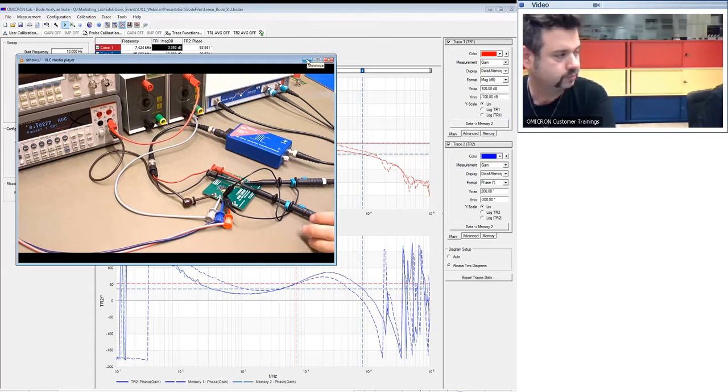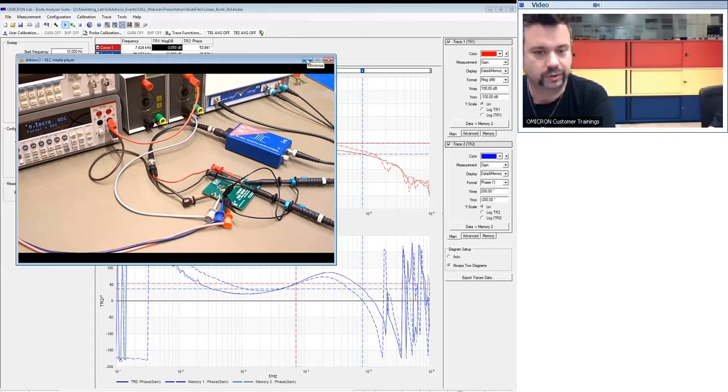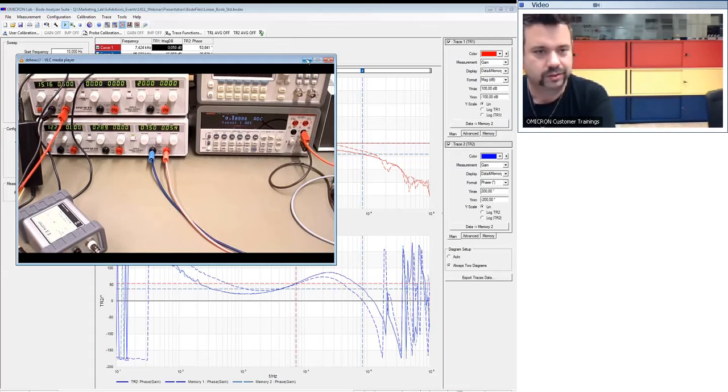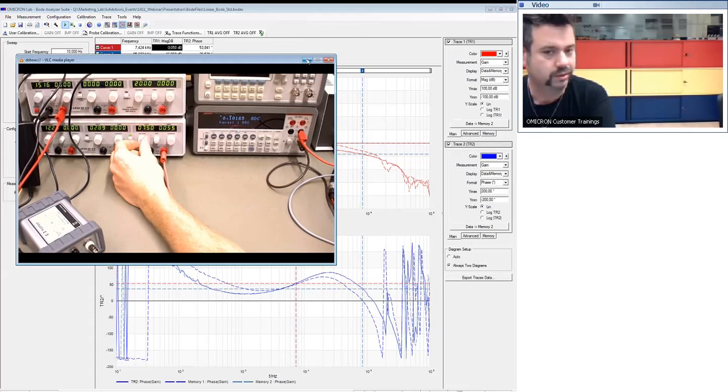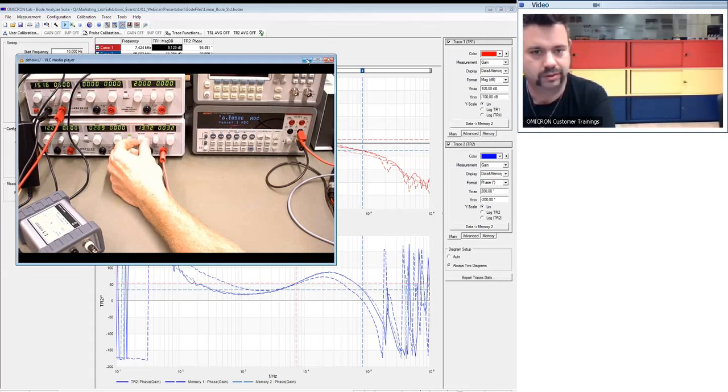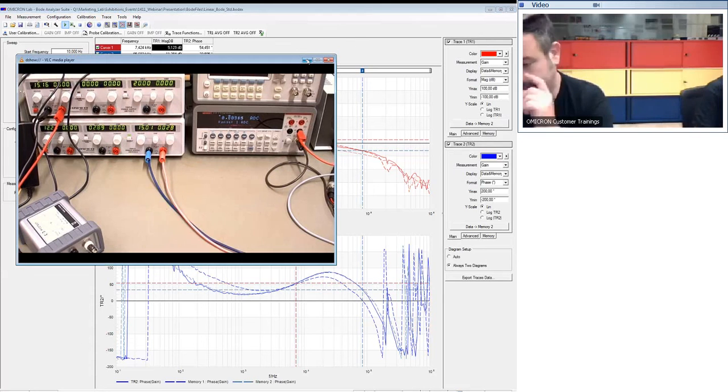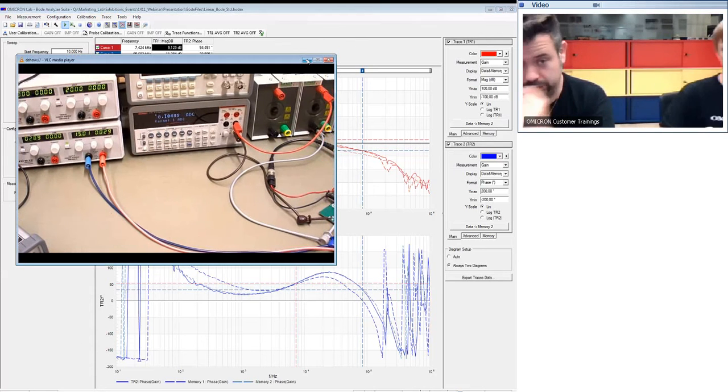Bernhard, I will now change the supply voltage a little bit. Okay. So I change it to, let's say, the double, so 15 volts. Okay. The load current is still the same.